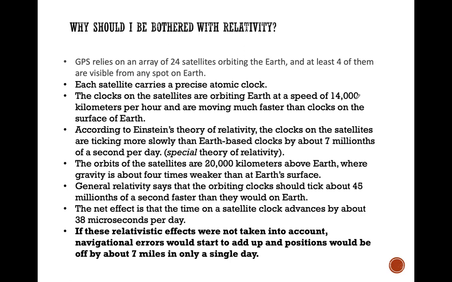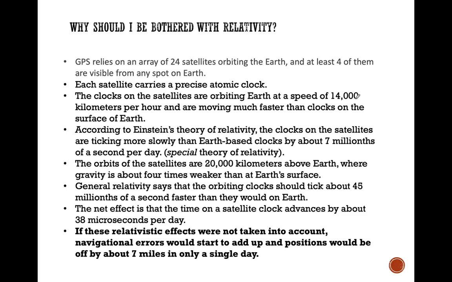So that's how it works. They carry a very precise atomic clock, right? Atomic clocks are the most accurate clocks we have in our world. The clocks on the satellites are orbiting Earth at a speed of 14,000 kilometers per hour and are moving much faster than clocks on the surface of the Earth. These clocks will get affected because of these movements, right?